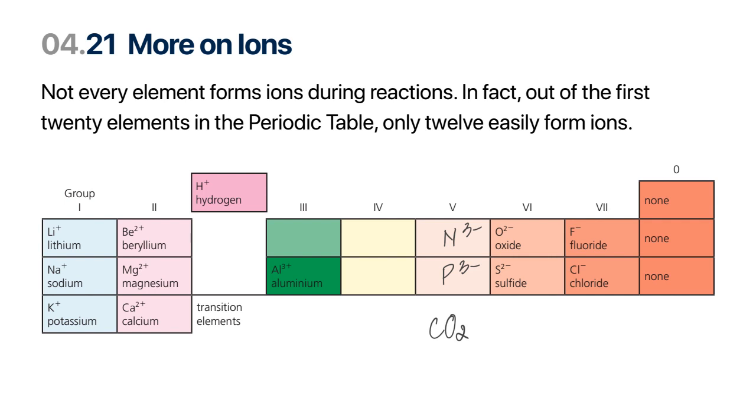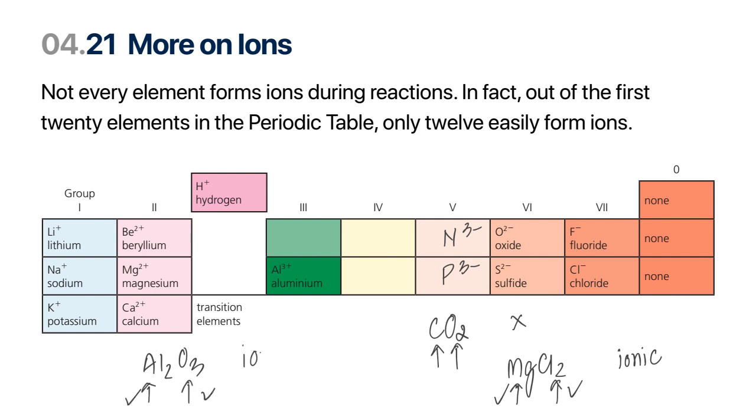No, it's not, because that's a non-metal. If you see MgCl2, is that ionic? Well, that's a metal and that's a non-metal, so this is ionic. What about Al2O3? Well, that's also a metal, and that's a non-metal. Yep, this is also ionic. So just by looking at it, you can tell that's an ionic compound. Okay, and let's try drawing some dot and cross diagrams for a few.